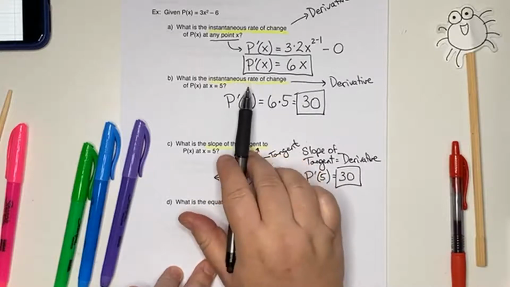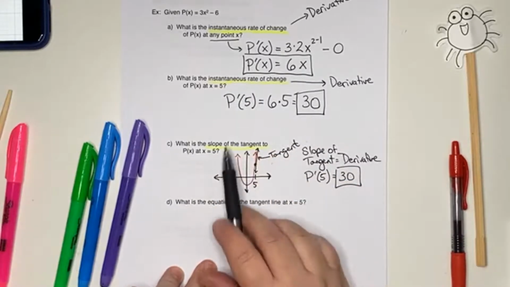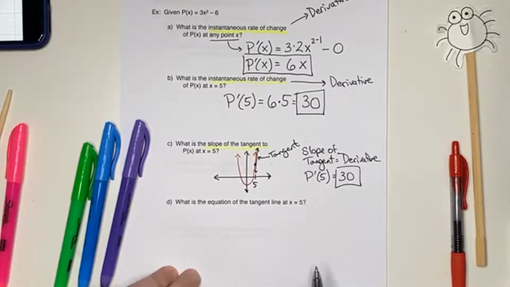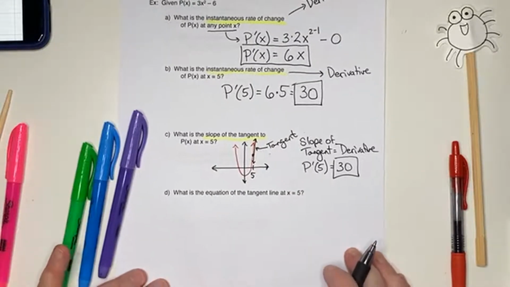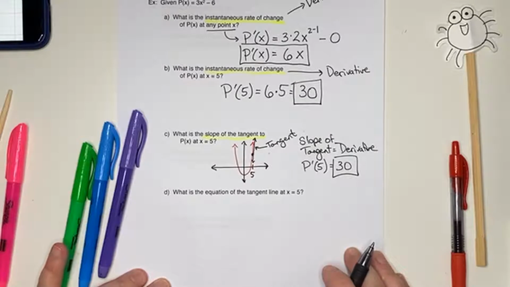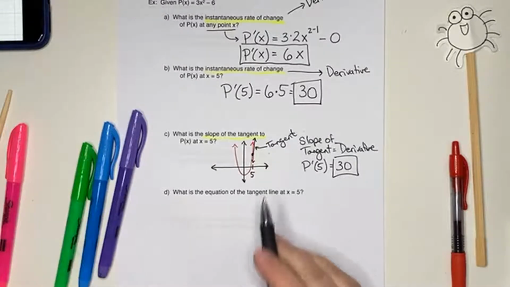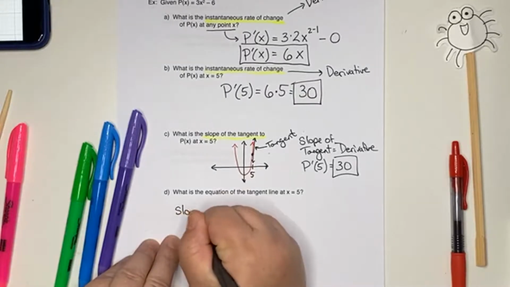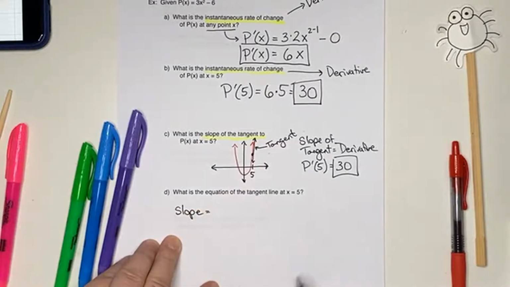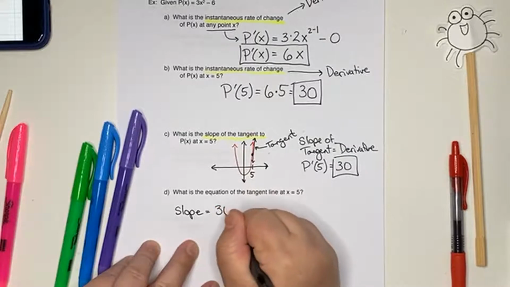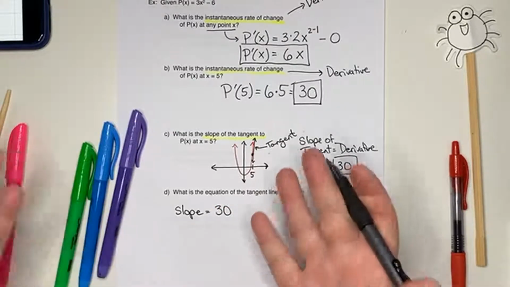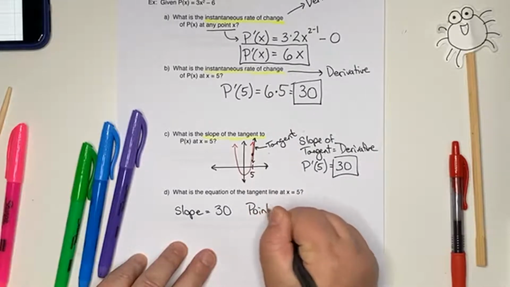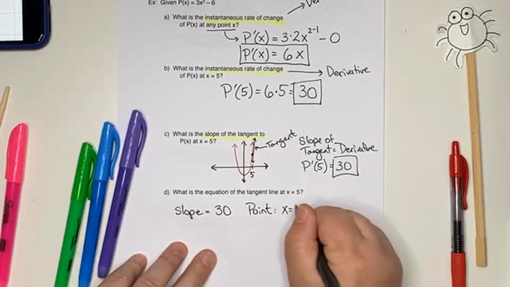So what's the instantaneous rate of change? 30. What's the slope of the tangent at x equals 5? 30. Last question. What is the equation of the tangent line at x equals 5? Now, this is an interesting question. So we know the slope. The slope of the tangent line is the derivative, so that's 30. But then where do we get the point? And the answer is, to find the point, we know that x equals 5.